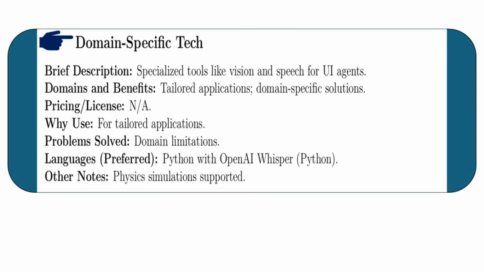Domain specific tech: specialized tools like vision and speech for UI agents. Tailored applications, the domain area, benefit with domain specific solutions. It is mostly used for tailored applications and resolves domain limitations. Python with OpenAI Whisper is the preferred one to be used, and it has physics simulation support.